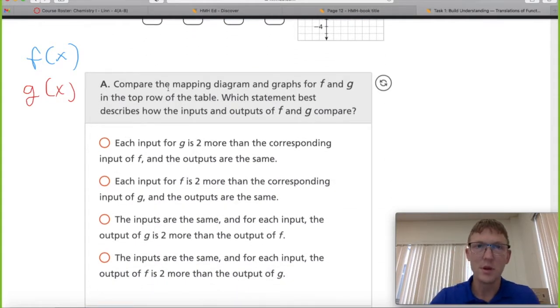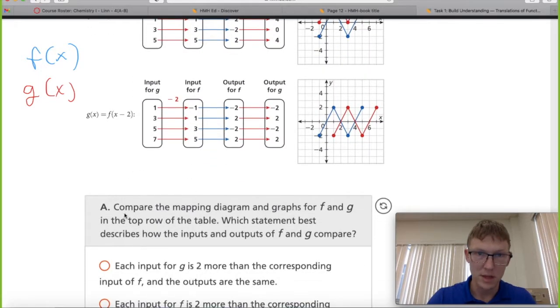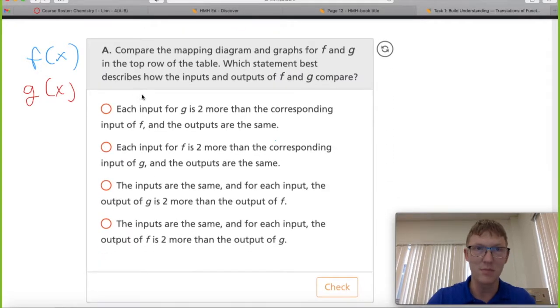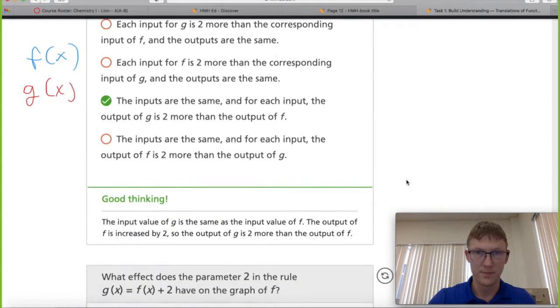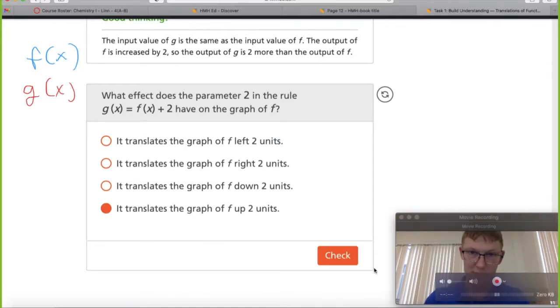So compare the mapping diagram of graphs of f and g on the top row of the table. Which statement best describes how the inputs and outputs of f and g compare? Let's look at this. How the inputs compare. So the inputs are the same, and for each input, the output of g is 2 more than the output of f. So what effect does the parameter 2 in the rule g of x equals f of x plus 2 have on the graph? It translates the graph up 2 units.